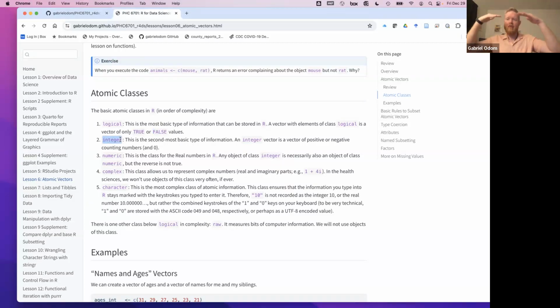This is a step up from logical in terms of complexity. An integer vector is, as we learned in middle school, just the set of whole numbers. But in this case, R includes both the negative whole numbers and the positive whole numbers, and also includes zero in the integers. In a purely mathematical definition, I think the set of integers starts at one and goes up to positive infinity. But in R, it goes from negative infinity all the way to positive infinity. It includes zero. It's just all of the whole numbers, things that you could count with, if you will. And these are obviously more complex than just true or false.